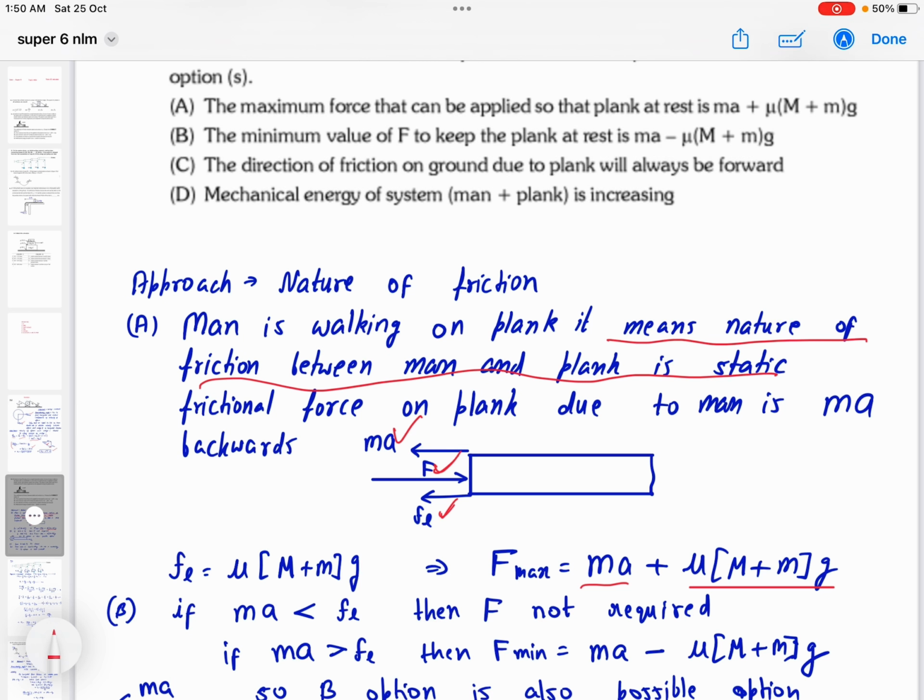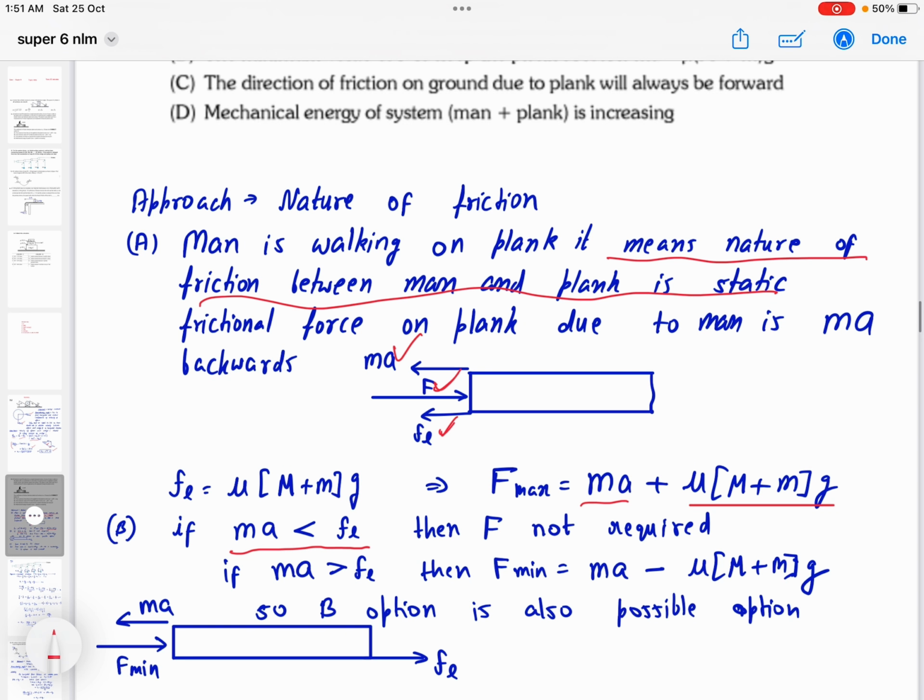Now here, no relation of ma is given with this mu times (M plus m) g, which is the limiting value. So that's why I'm writing each and every step: if ma is less than the limiting friction from the ground, it means F is not required at all, right? So we do not require this F force to keep the plank at rest. But if ma is more than the limiting friction from the ground, then we require a minimum force, right?